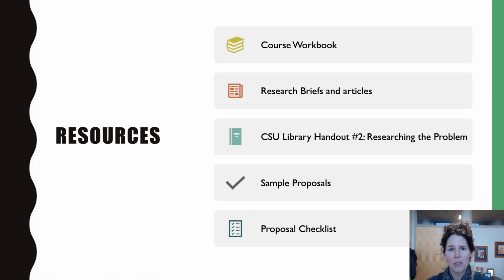Lots of good resources. Again, make sure you check out the workbook, the research briefs, and any articles that people collected. So again, save those PDFs and pass them along to the person writing the problem statement. There's a nice library handout on how to research the problem. Again, the sample proposals and the proposal checklist.